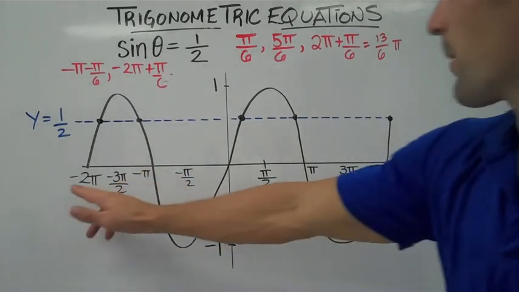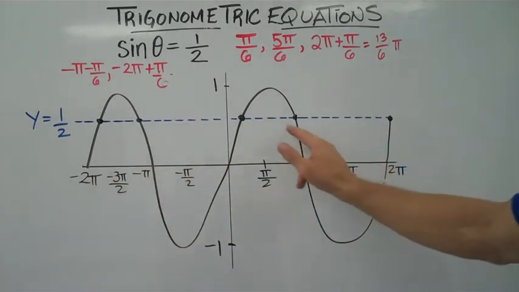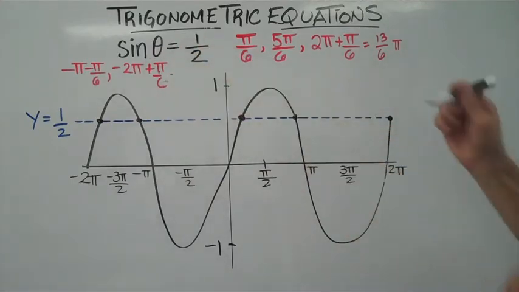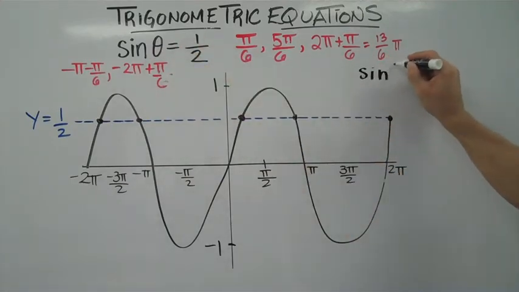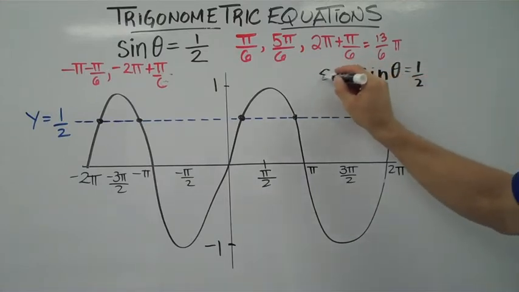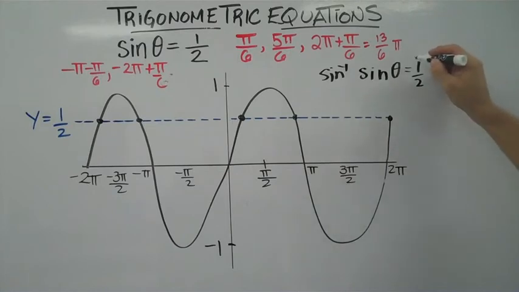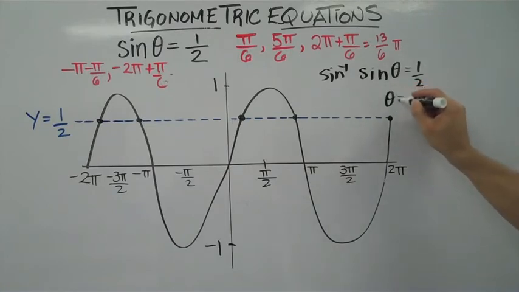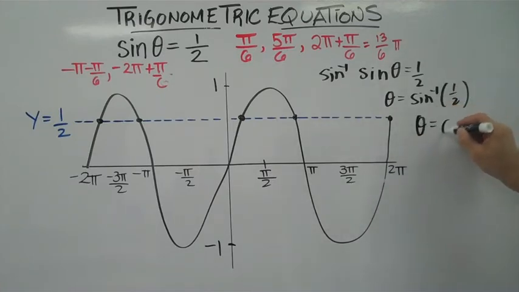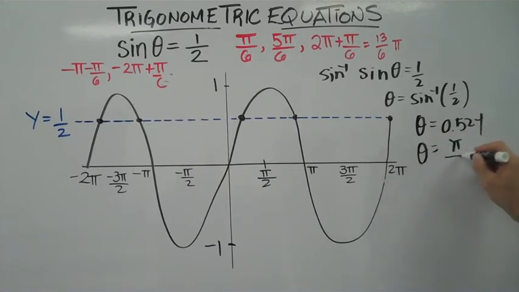If they said from negative 2 pi to 2 pi, we'd have 1, 2, 3, 4 answers or solutions to this problem. Well, let's take a look at this. Where does sine theta equal 1/2? You could solve this on your calculator, provided that you're in radians. Take arc sine, or the inverse sine of both sides, and you get theta is equal to sine inverse of 1/2. If you put your calculator in radians, you'll find that that is equal to 0.524, which is equal also to pi over 6.